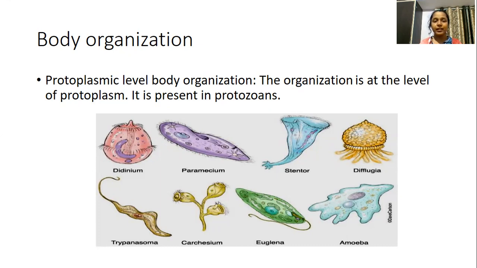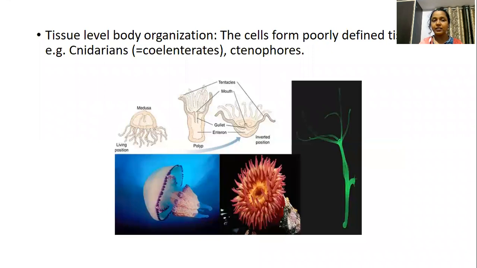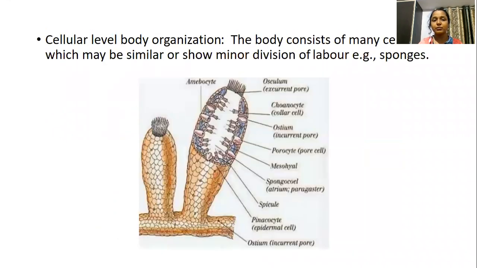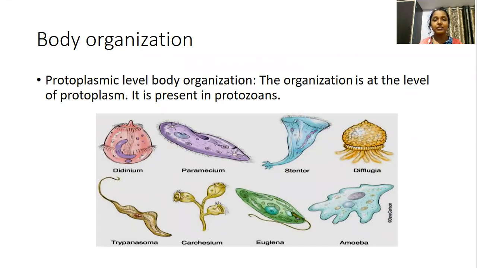In body organization, we can come across different levels: protoplasmic levels, cellular levels, tissue levels, and organ system levels. So these are the various levels that we see in body organization. To start with, the very basic one is the protoplasmic level of body organization.